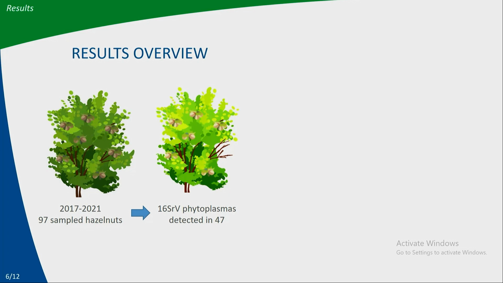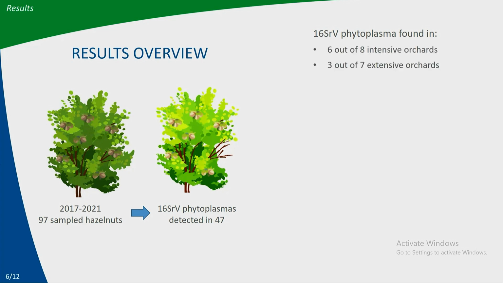hazelnuts were picked. And out of these, 47 were 16SrV phytoplasma positive. In the first years, like 17, 18, we could detect also Candidatus Phytoplasma fragariae and some mixed infections. But in later years, just 16SrV, so the hazelnut decline was associated to this group. If we have an overlook of the orchards, 6 out of 8 intensive orchards were infected, 3 out of 7 extensive, and 1 out of the 3 private gardens.